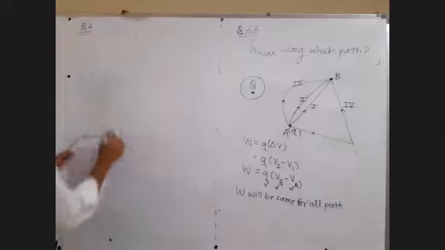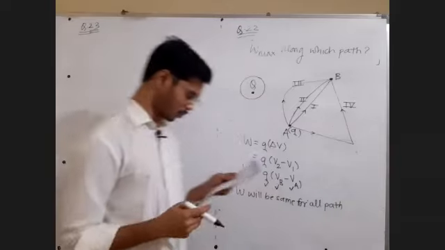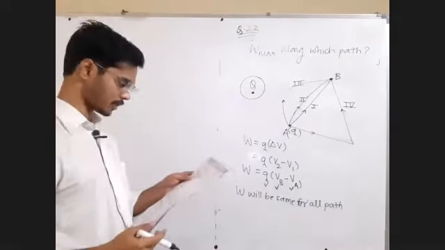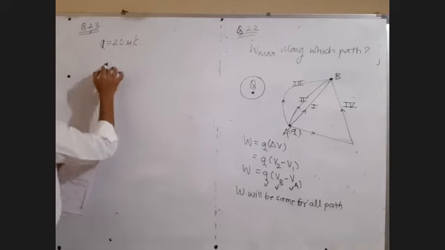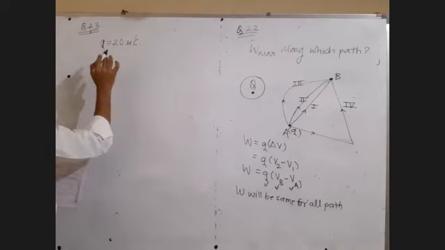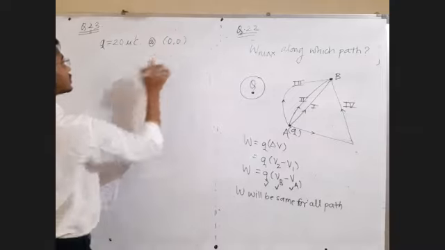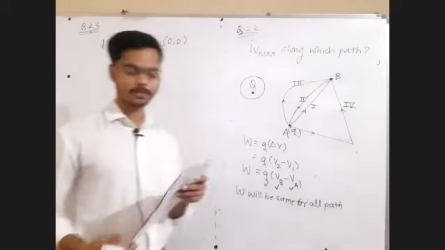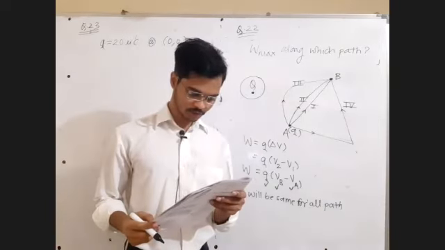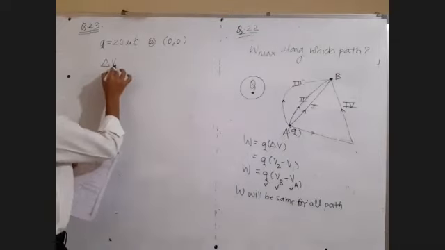question number 23. A charge of 20 microcoulomb is situated at the origin of the xy plane. Its position is given to us as 0, 0. The charge of 20 microcoulomb is situated at 0, 0, the origin of the xy plane. What will be the potential difference between the 2 points?